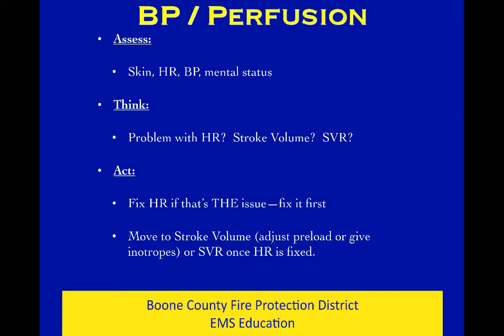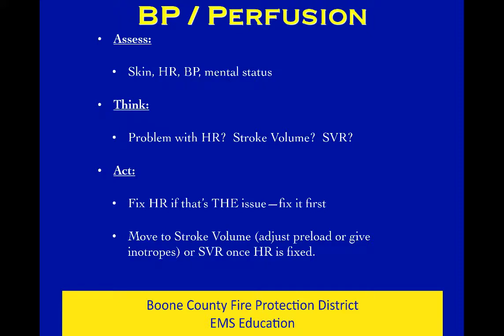So in review and in summary, you need to assess, think, and act. Assess your patient. Estimate the heart rate, then measure it. Assess their skin condition. Skin condition tells you a great deal. Cool, pale, and clammy is not normal, and it typically indicates hypoperfusion. Measure the heart rate, measure the blood pressure, consider their mental status, do some assessment, and then think. Is this a problem with heart rate, a problem with stroke volume, or a problem with systemic vascular resistance? Where is the problem? What's causing this? And then you do something to act on it.